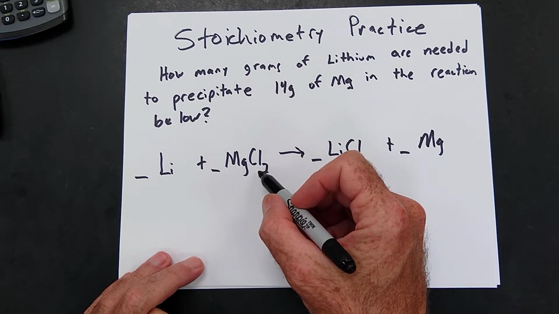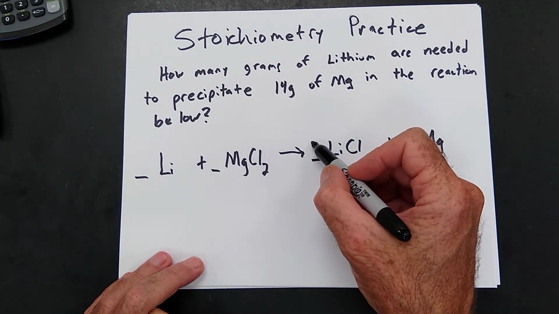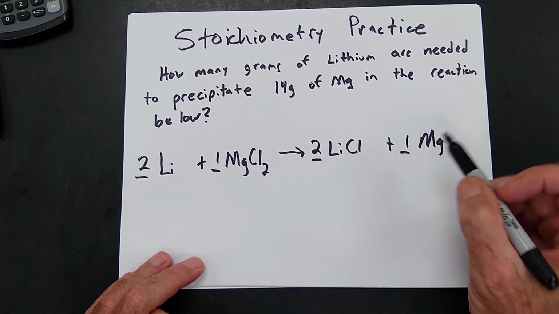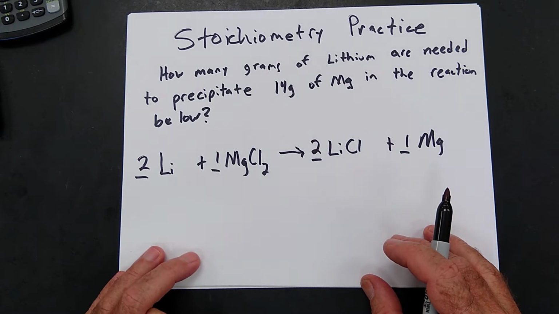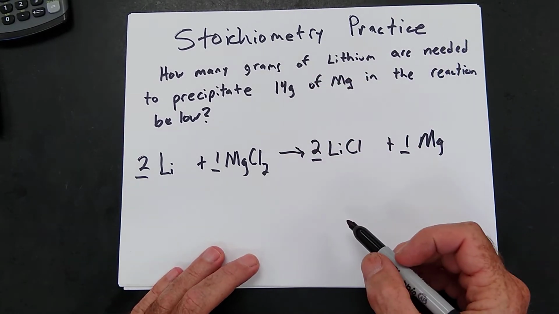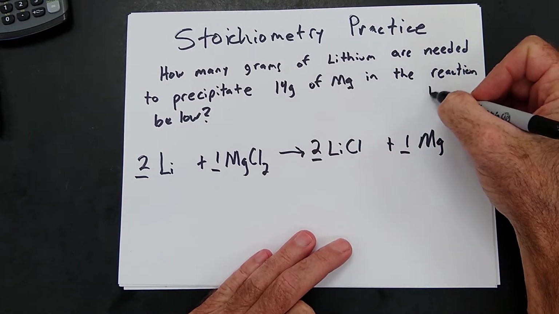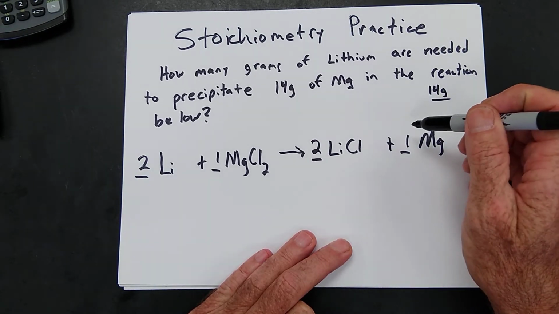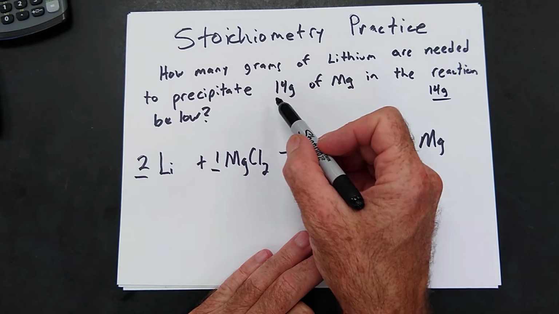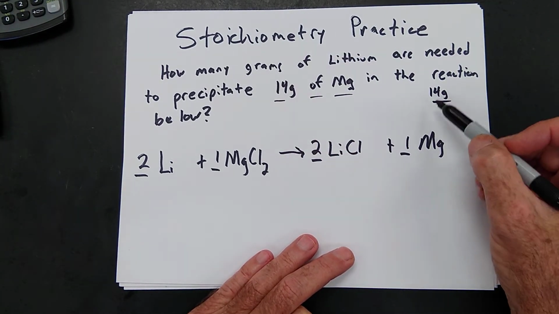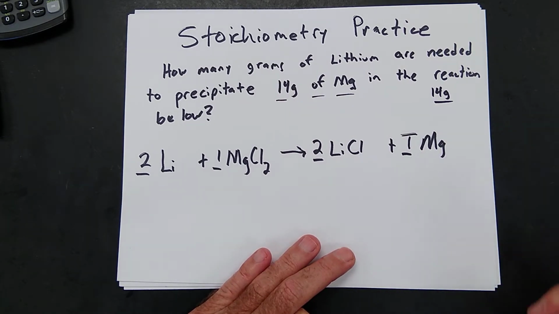That's going to give me, there's 2 chlorines here, so I'll need a 2 here, and then that gives me 2 lithiums. 2, 1, 2, 1. Okay. Now, what is our given number? That's right, it's 14 grams. 14 grams is the given number. Can we put 14 grams right here for magnesium? Because it says 14 grams of magnesium, so yes or no? Can we put 14 right here over this 1 in our equation?